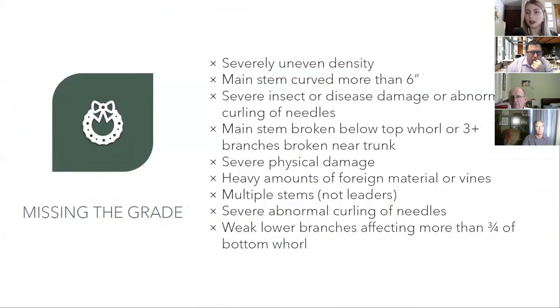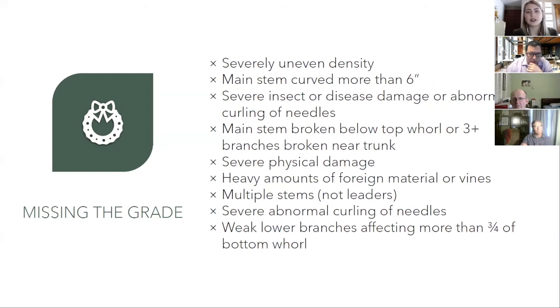Let's talk about missing the grade. So trees that miss the grade, these are trees that are going to be culled. So you can't sell them in this grading system. They might fit somewhere else. You might have another market for them. You might have a family come in who wants a Charlie Brown tree and they go right for it. But going by this grading system, these are the trees that would be culled immediately.